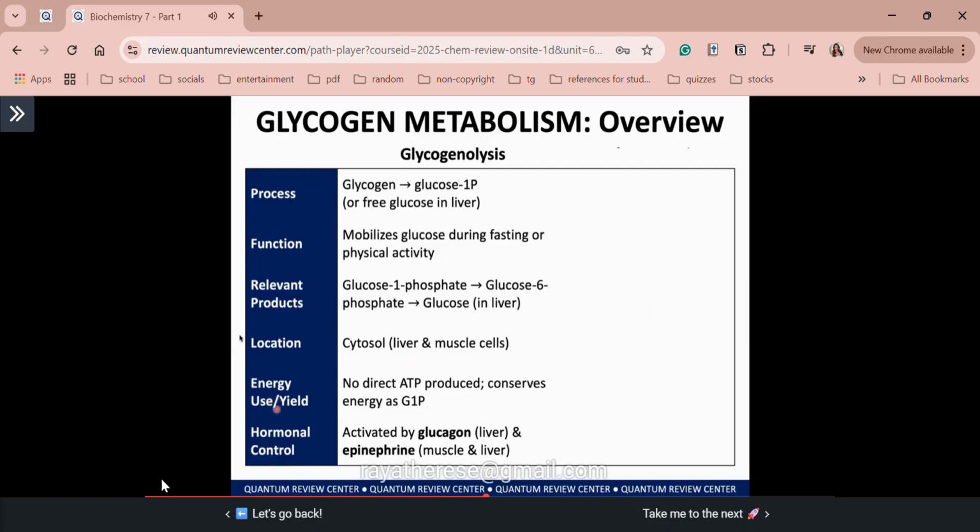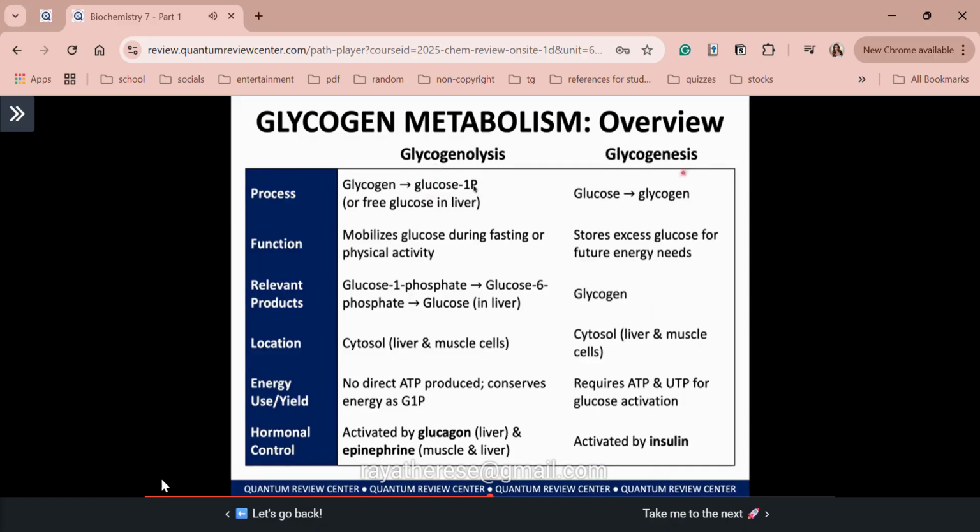For our energy discussion, there's no direct ATP produced. Here, your energy is conserved as G1P. So it's mobilized when we need large amounts of ATP. And lastly, for hormonal control, it is activated by glucagon in the liver and epinephrine, a hormone, in your muscle and liver. Class, I hope that's clear. Again, glycogenolysis, lysis of glycogen, meaning glycogen breakdown. Let's proceed with our next pathway here in our glycogen metabolism.